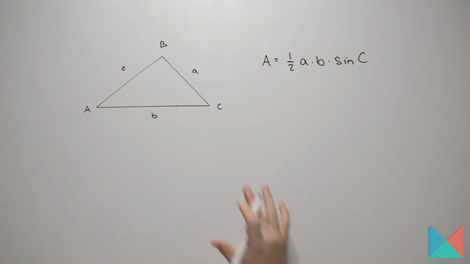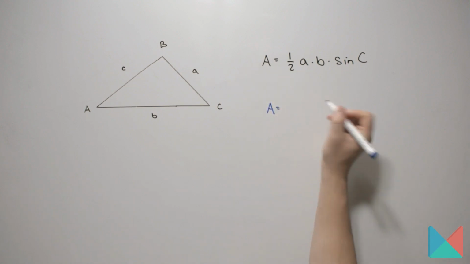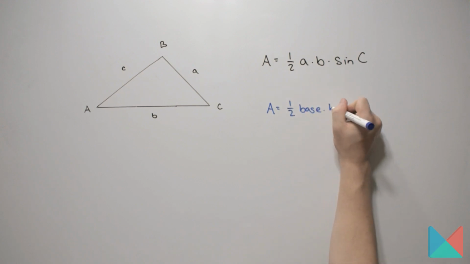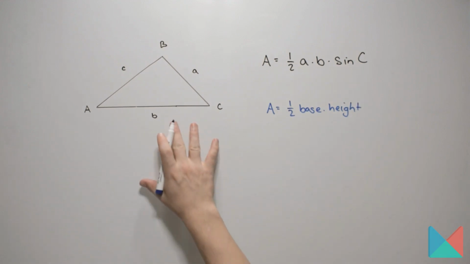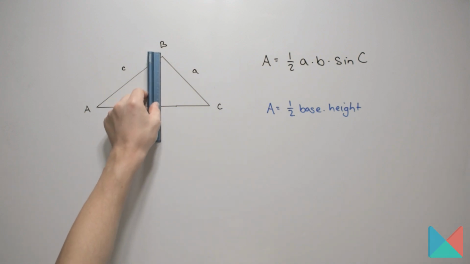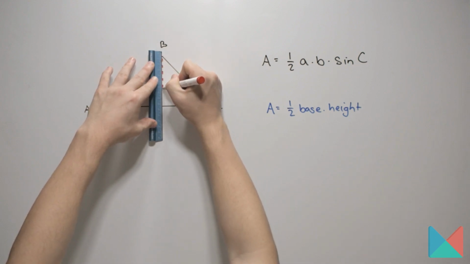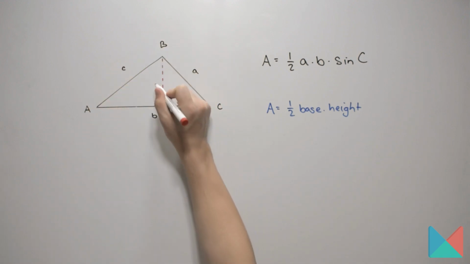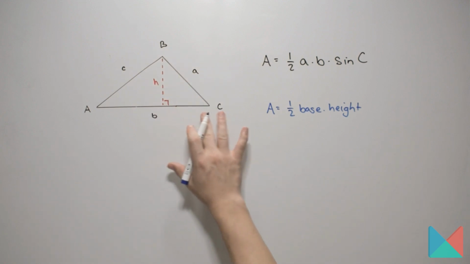When we want to derive this formula, we're going to start off with the area of our triangle equals half the base times the height. So we're going to start with this fact, and we're going to first consider the acute triangle case. So we have an acute triangle here, and we're going to label in its height, which will be this distance here in red. We're going to label it as h. And so notice that we have a right triangle here.